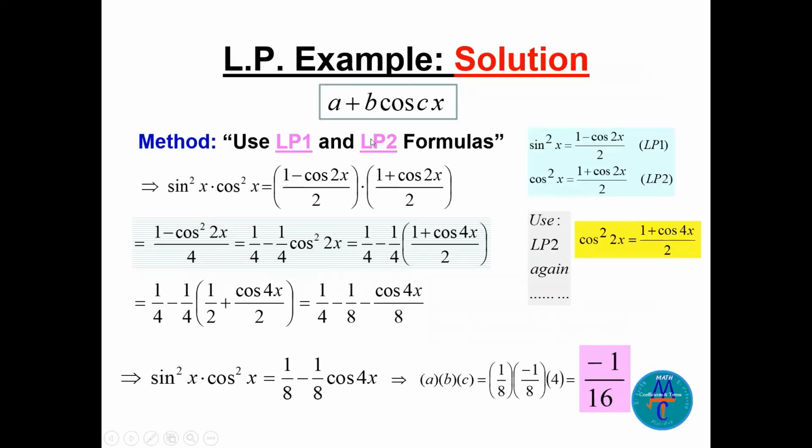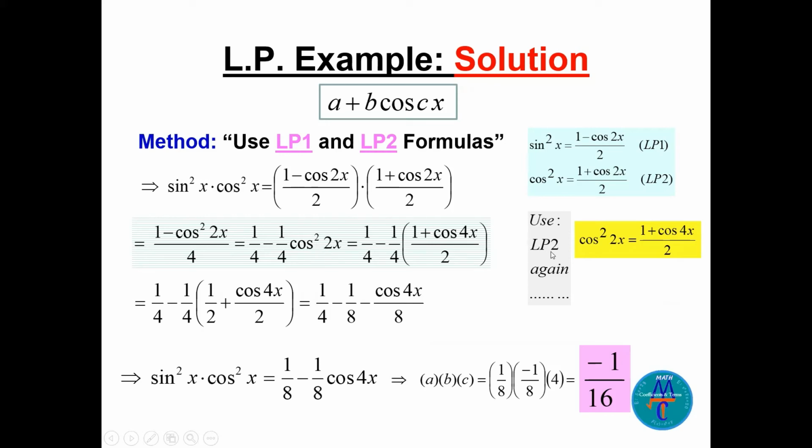You can also read all these details. So this is sine squared times cosine squared. Put the lowering power LP1, LP2, multiply them. Then inside you will have cosine squared here. You see, cosine squared of 2x.